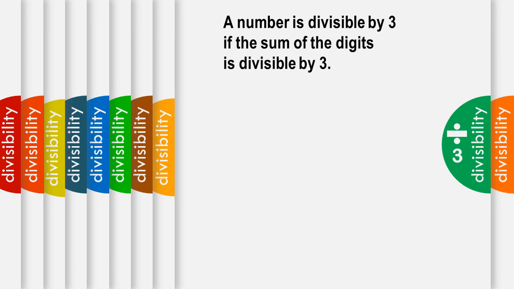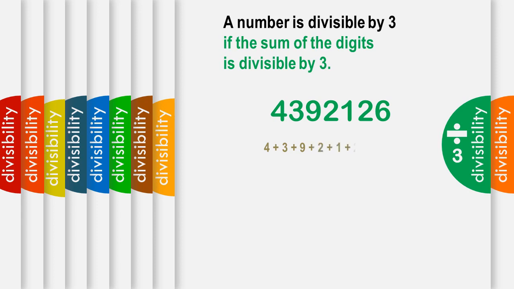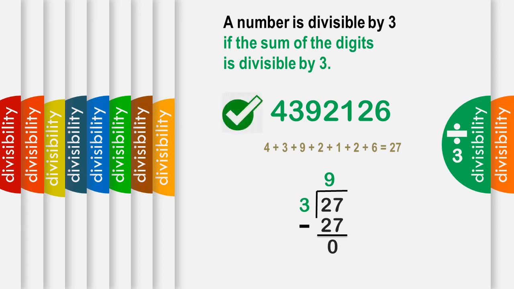Divisibility by 3. A number is divisible by 3 if the sum of the digits is divisible by 3. For example, look at the number 43,92,126. When we add all the digits of the given number, we get the sum as 27. We know that 27 is divisible by 3. Thus, we conclude that 43,92,126 is also divisible by 3.